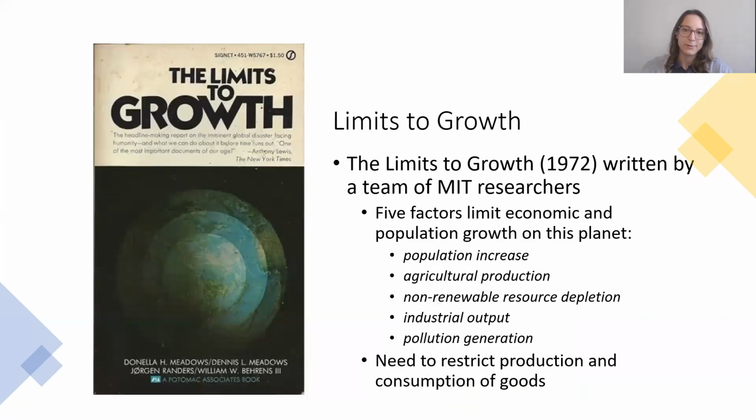This brings us to limits to growth. This is another example of neo-Malthusian theory. It was a book that was published back in the 70s by a team of MIT researchers. This team developed a computer model that looked at the way that economic and population growth were constrained by 5 main factors. Those 5 factors are listed on the slide there. They're population increase, agricultural production, non-renewable resource depletion, industrial output, and pollution generation.